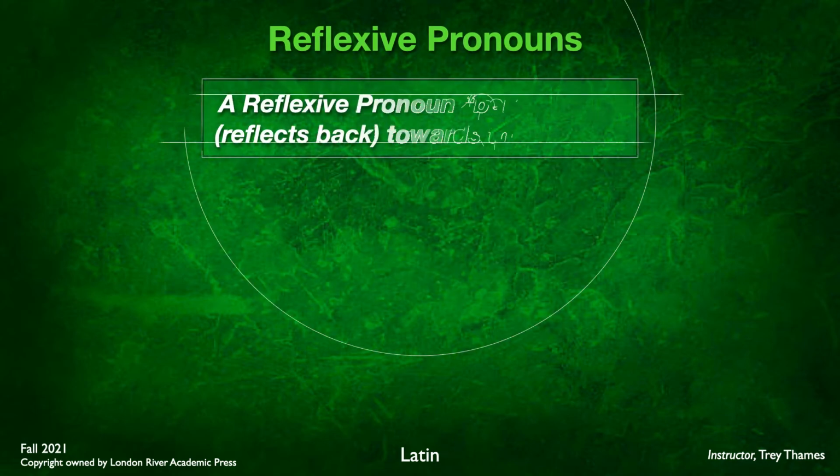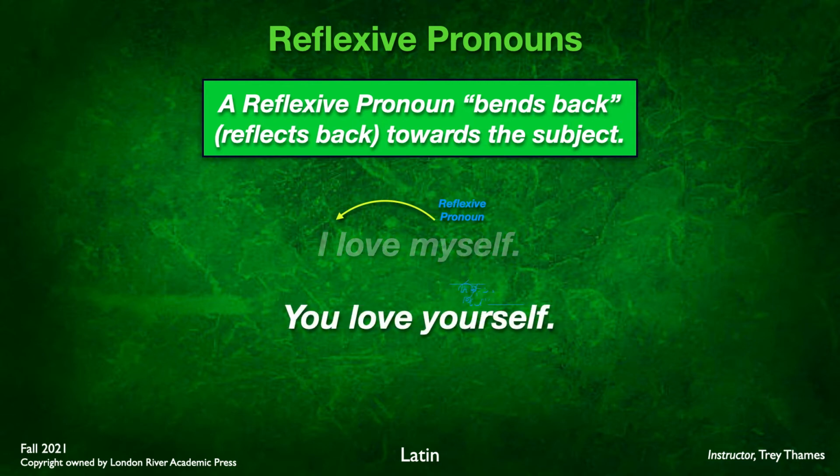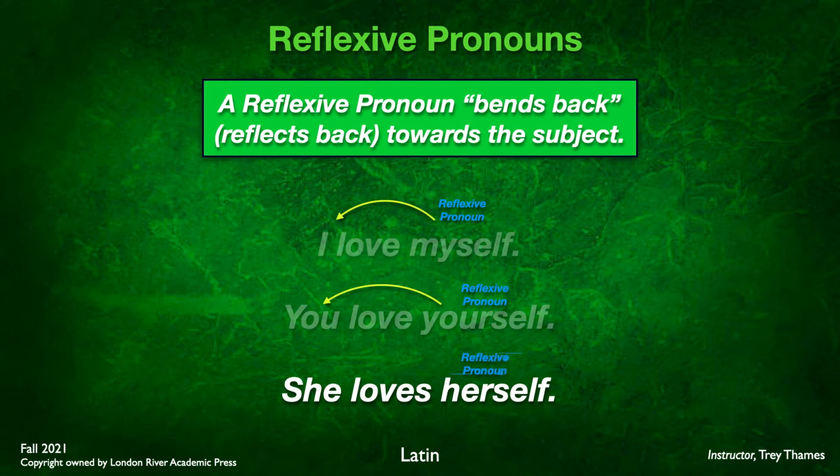Reflexive pronouns are pronouns that bend back or reflect back towards the subject. Here's a couple examples in English. I love myself. This is a reflexive pronoun. It is reflecting back to the subject I. Here we have you love yourself. Yourself is the reflexive pronoun. It's reflecting or bending back to the subject you. And here we have she loves herself. And herself is the reflexive pronoun reflecting back to the subject she. So for each of these, the subjects are either first or second or third person. And so the reflexive pronouns had to be accordingly first or second or third person. And of course, singular or plural, depending on the subject.